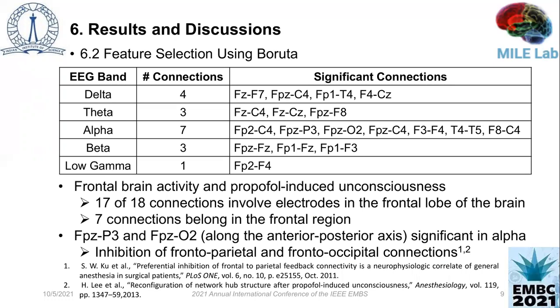Also, 2 connections along the anterior-posterior axis of the brain, namely the FPZ-P3 and FPZ-O2, which can be considered as long-range connections, were identified as significant in the alpha band. This is in line with the previous evidence highlighting the inhibition of frontal to parietal and frontal to occipital connections during general anesthesia.